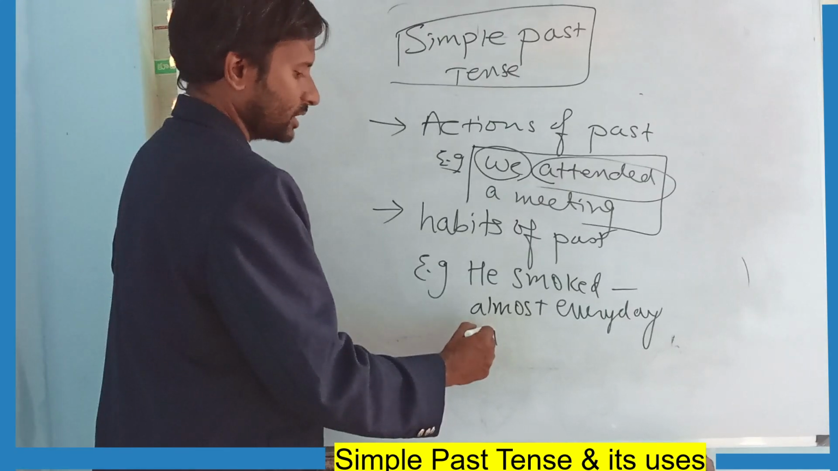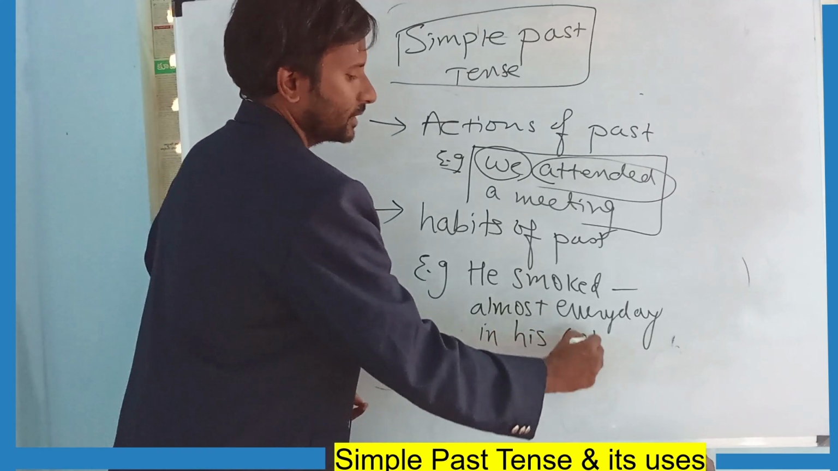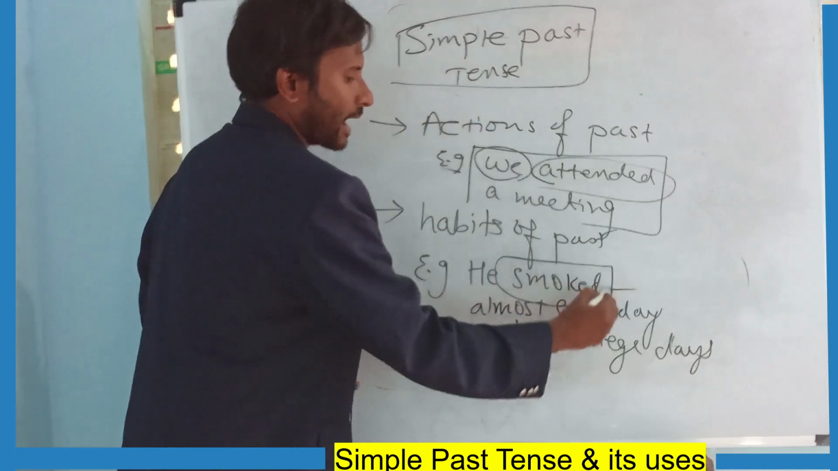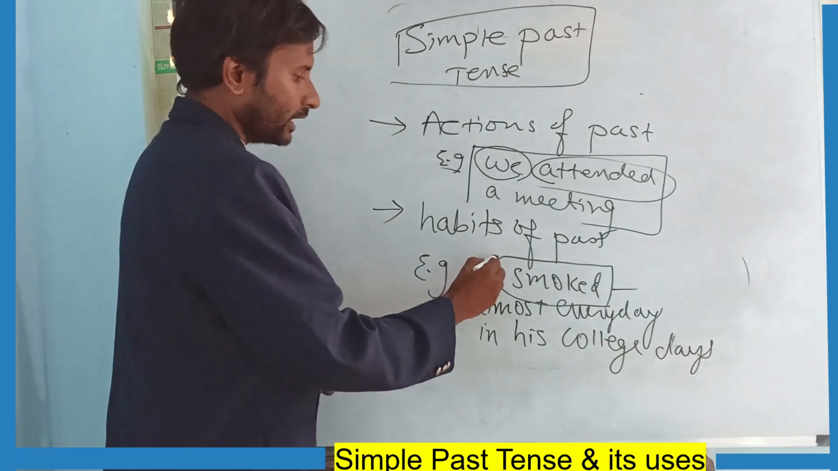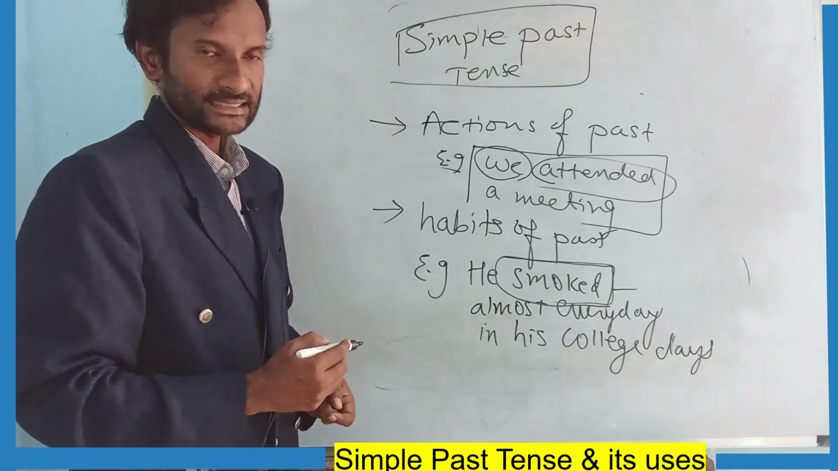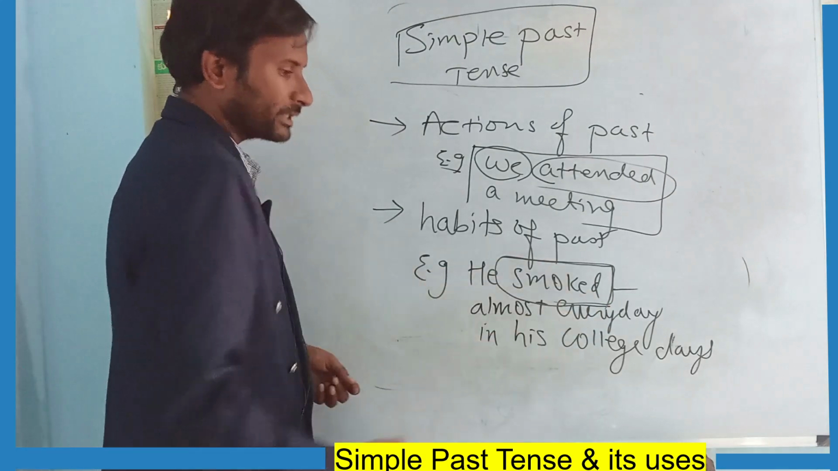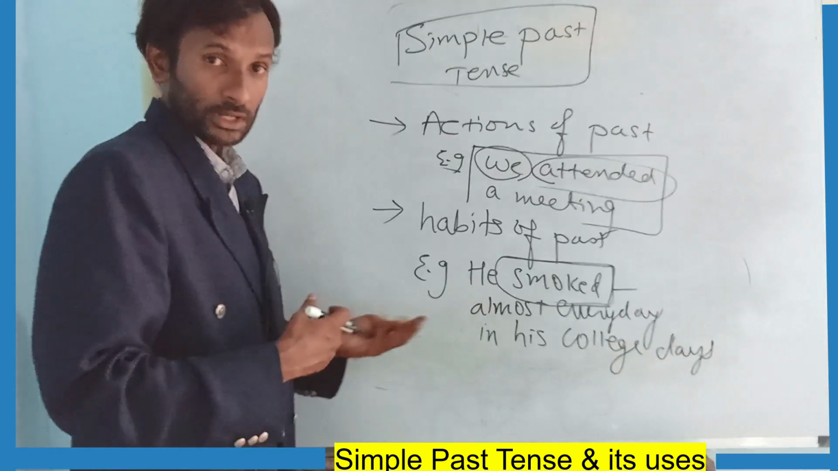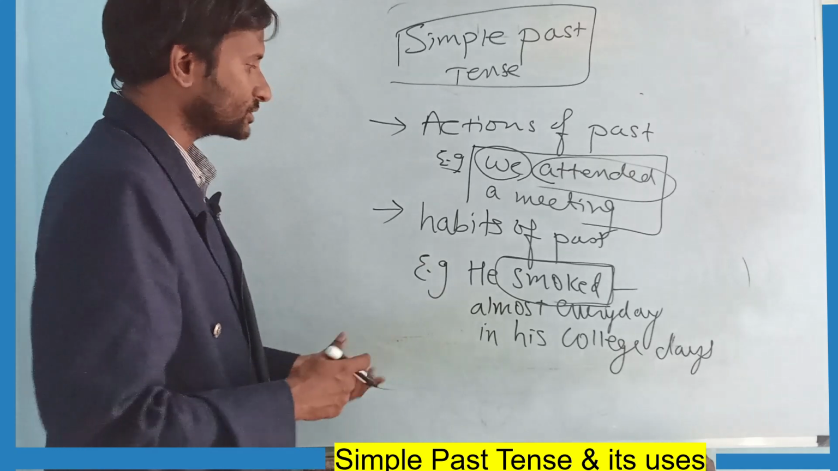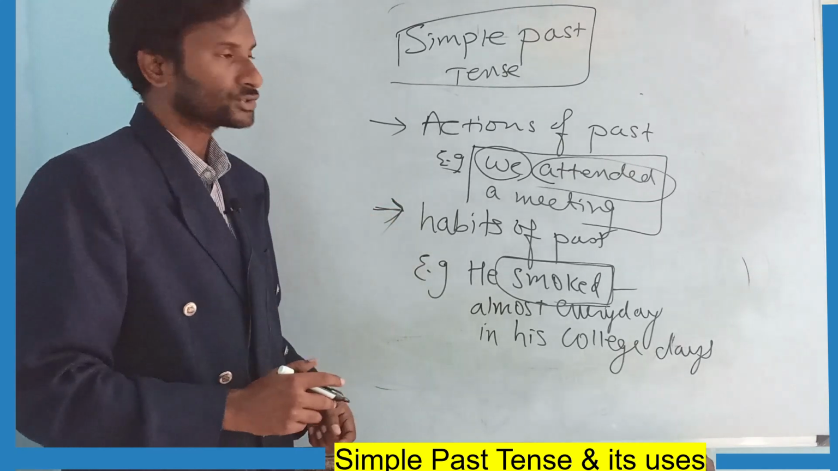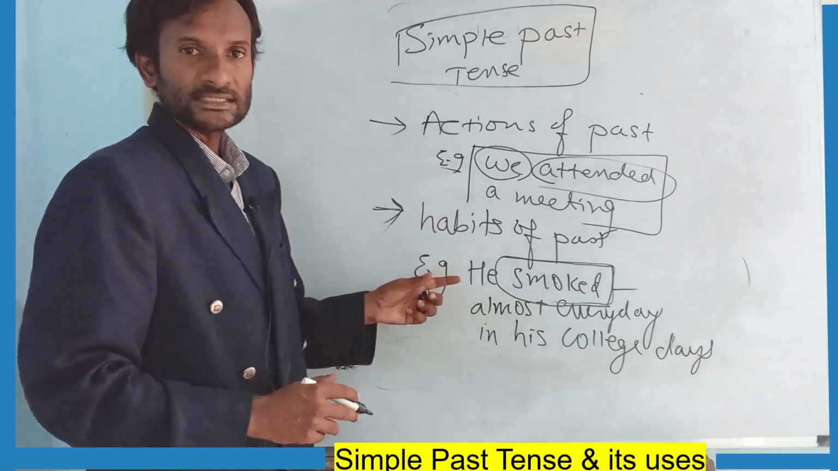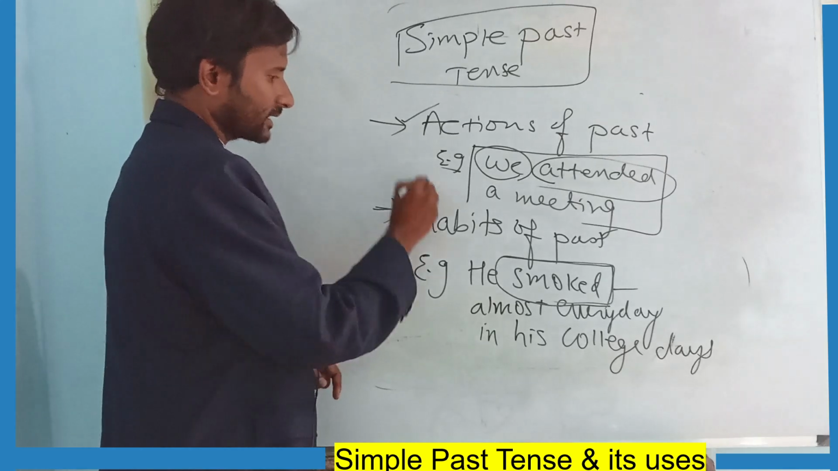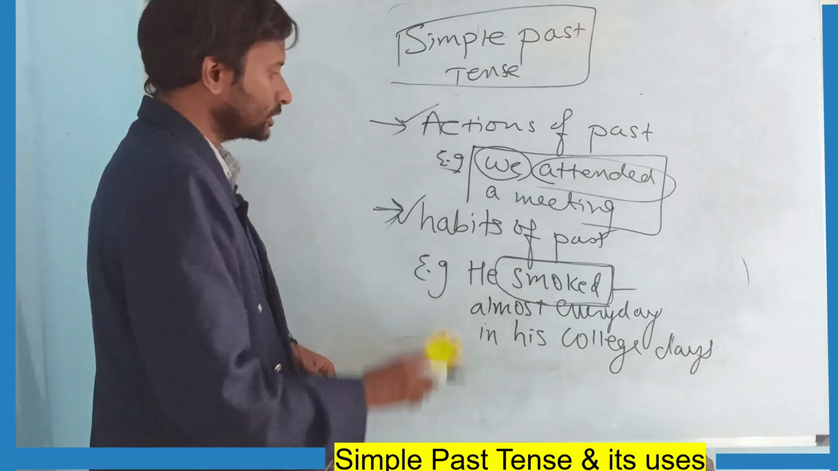He smoked almost every day in his college days. Now smoking is a bad habit. Smoking cigarettes is a bad habit. So this particular example becomes a habit. You can also mention any other habits, good habits or bad habits, but if it is a habit of past, you can very well say it in simple past tense. Now these are the two uses. What is one? Actions of past. Second, habits of past. I will tell you some more uses.